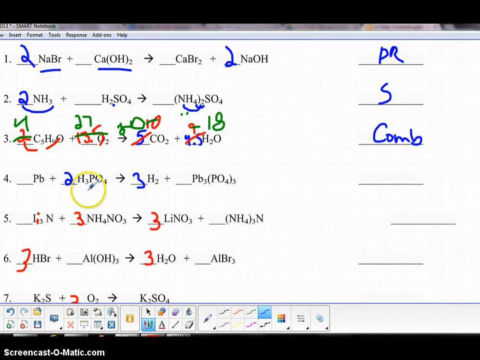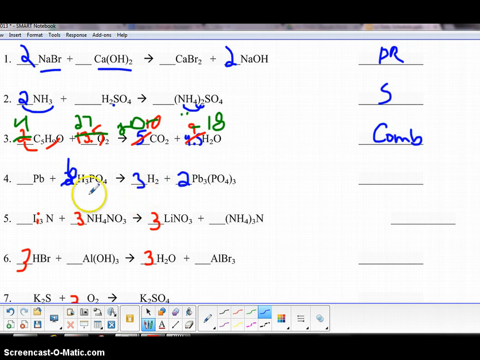How about phosphorus? How many phosphoruses do I have here? 2. How many do I have here? 3. I'm sorry, I'll try it again. How many phosphorus do I have here? Oh, I got it right. 2 and then 3. So I have to go ahead and fix that. If I have 2 here and 3 phosphoruses here, I need to get 6 total, don't I? So I need to put a 6 here now. And I'm going to put a 2 here.